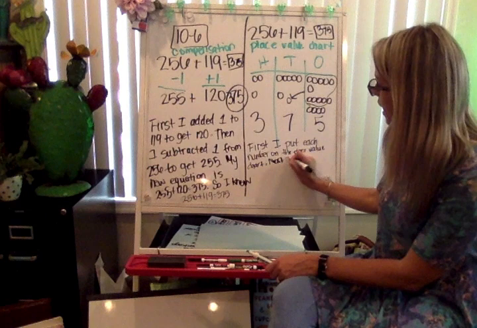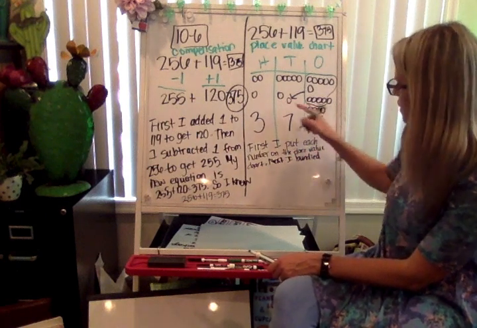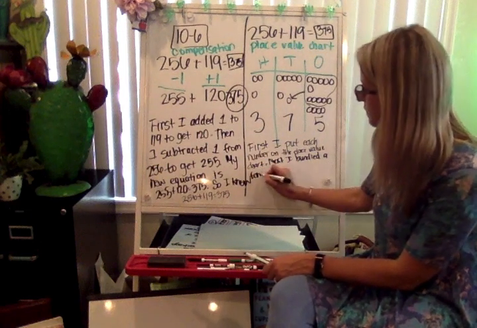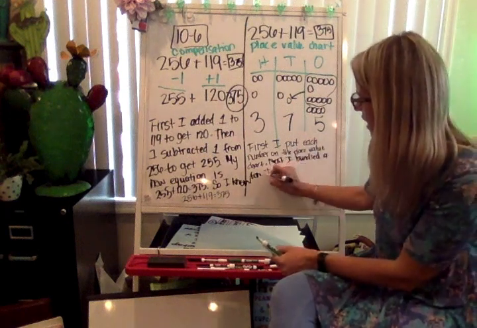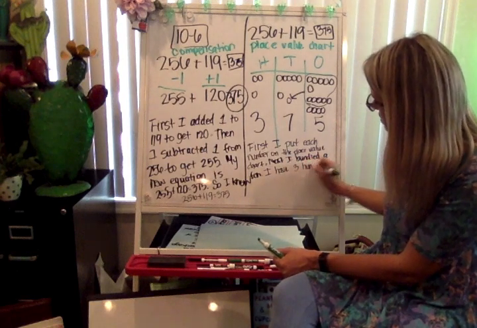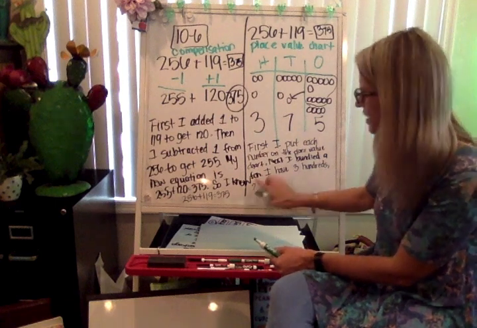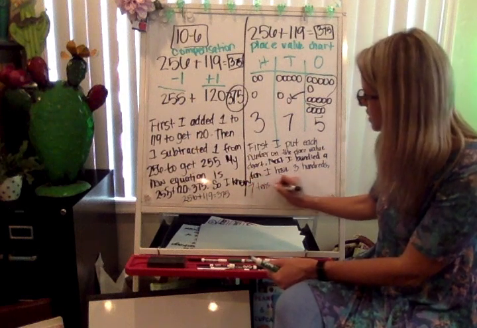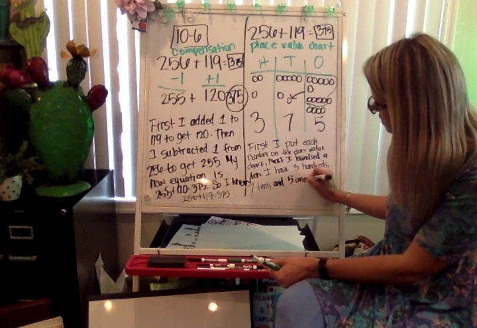Next, I bundled a 10. I have 3 hundreds, where am I getting this number 2 from? I have 3 hundreds, 7 tens, and 5 ones.